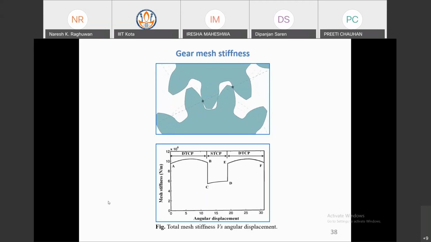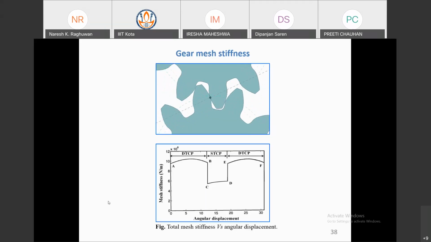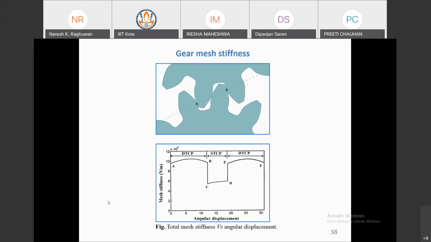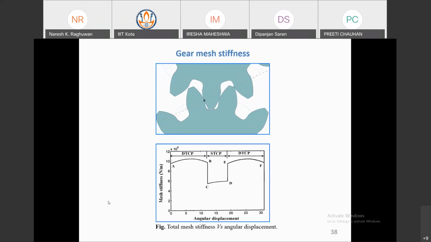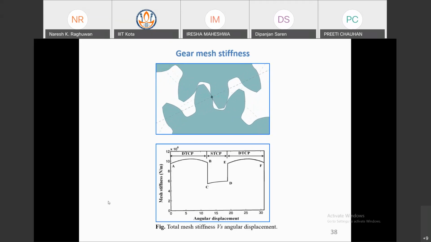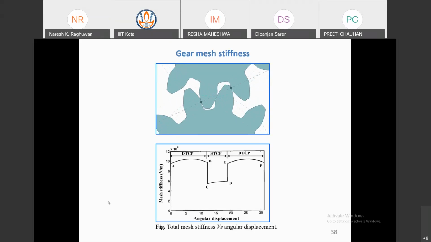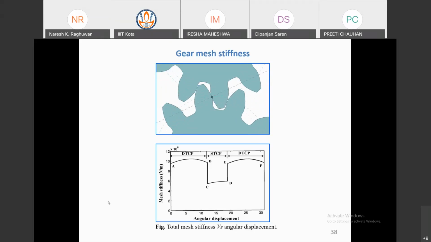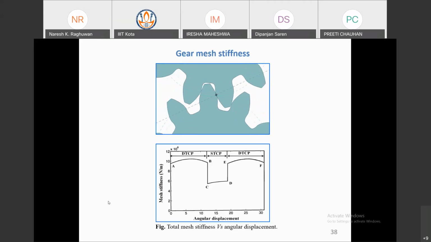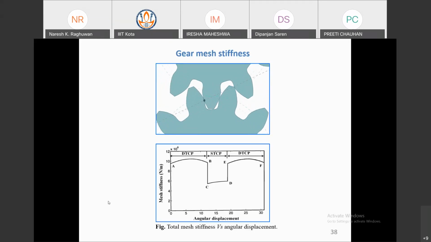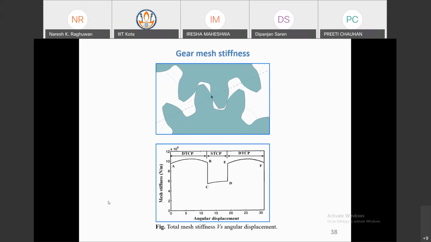There is a sudden drop from B to C. If the mesh stiffness suddenly changes from B to C, there will be a jerk in the gear pair. So this is the root cause of the vibration of the gear, because in fault diagnosis we are interested in the root cause. So we analyze that mesh stiffness is the root cause because it changed from B to C.